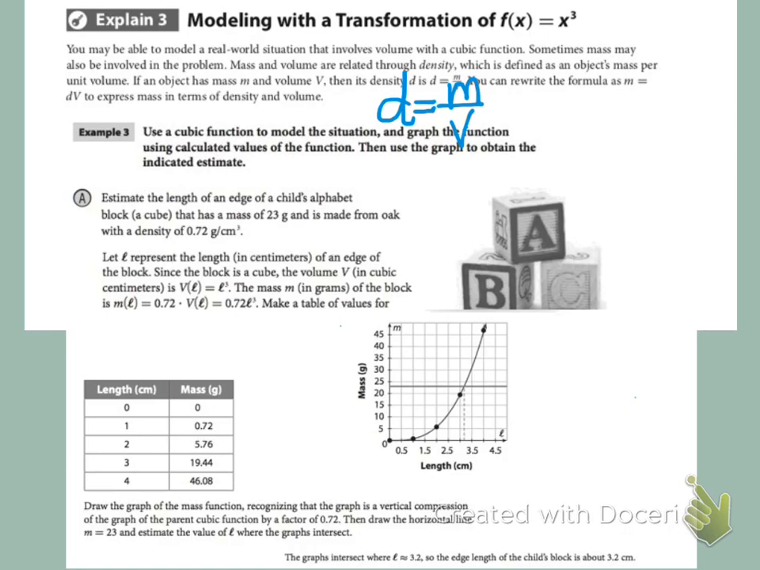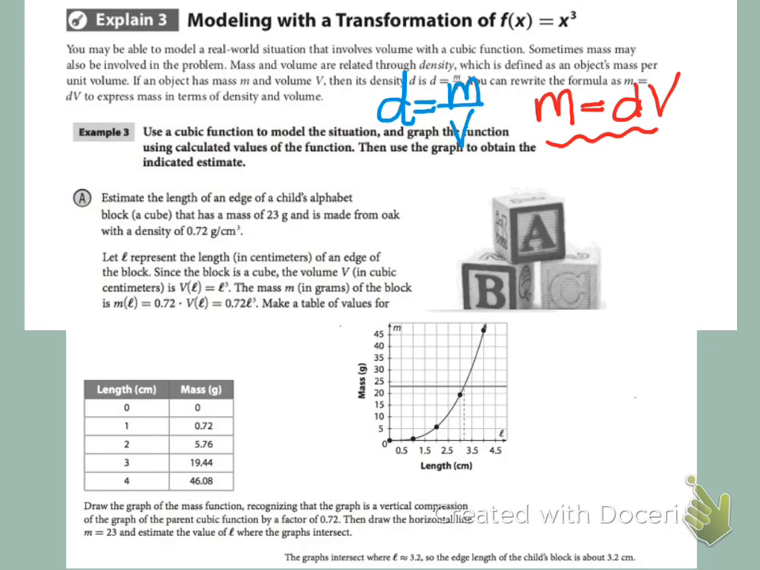You can rewrite the formula as M is equal to D times V. So the mass is equal to the density times the volume. More often, we're going to be using it in this format. Both of these are equivalent formulas, and we're going to apply this new version of it in our real-world problems here.